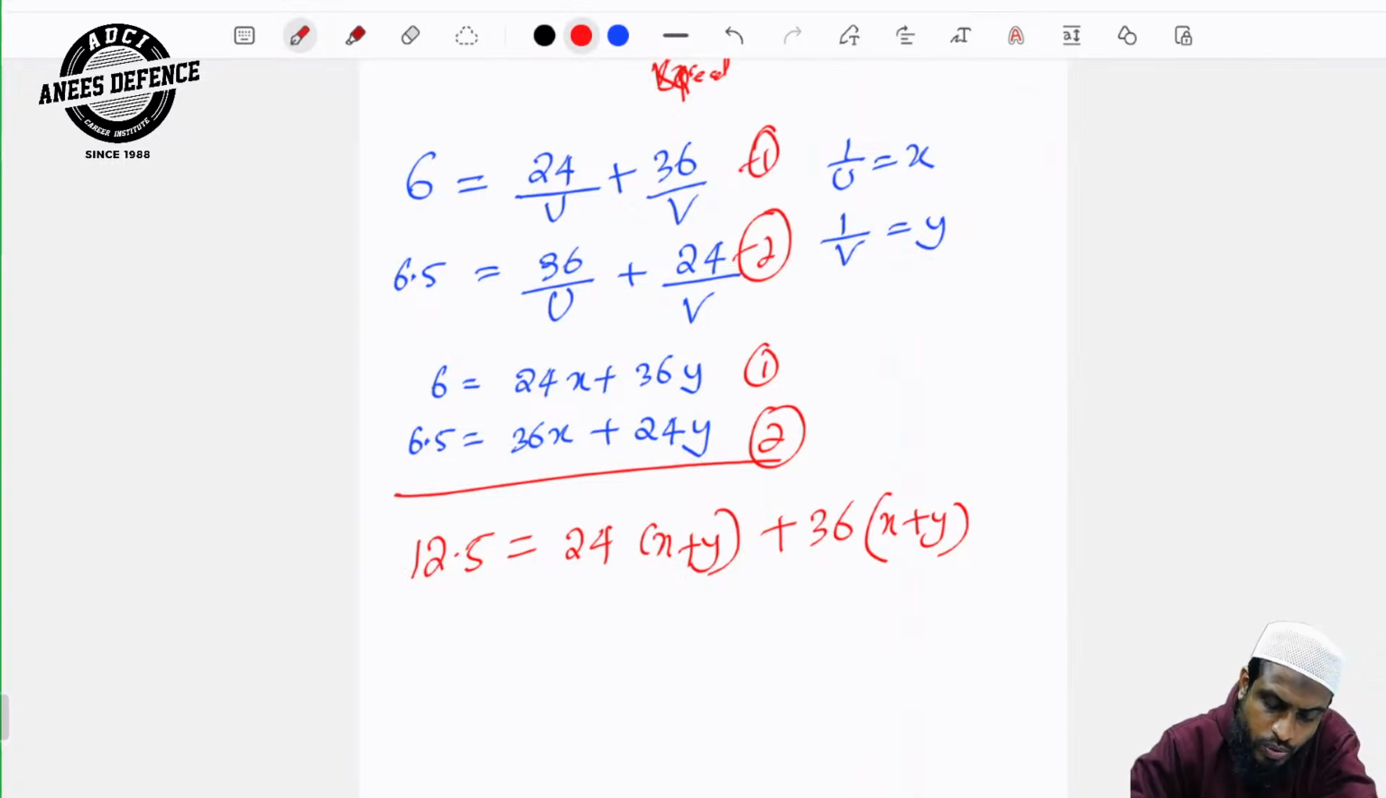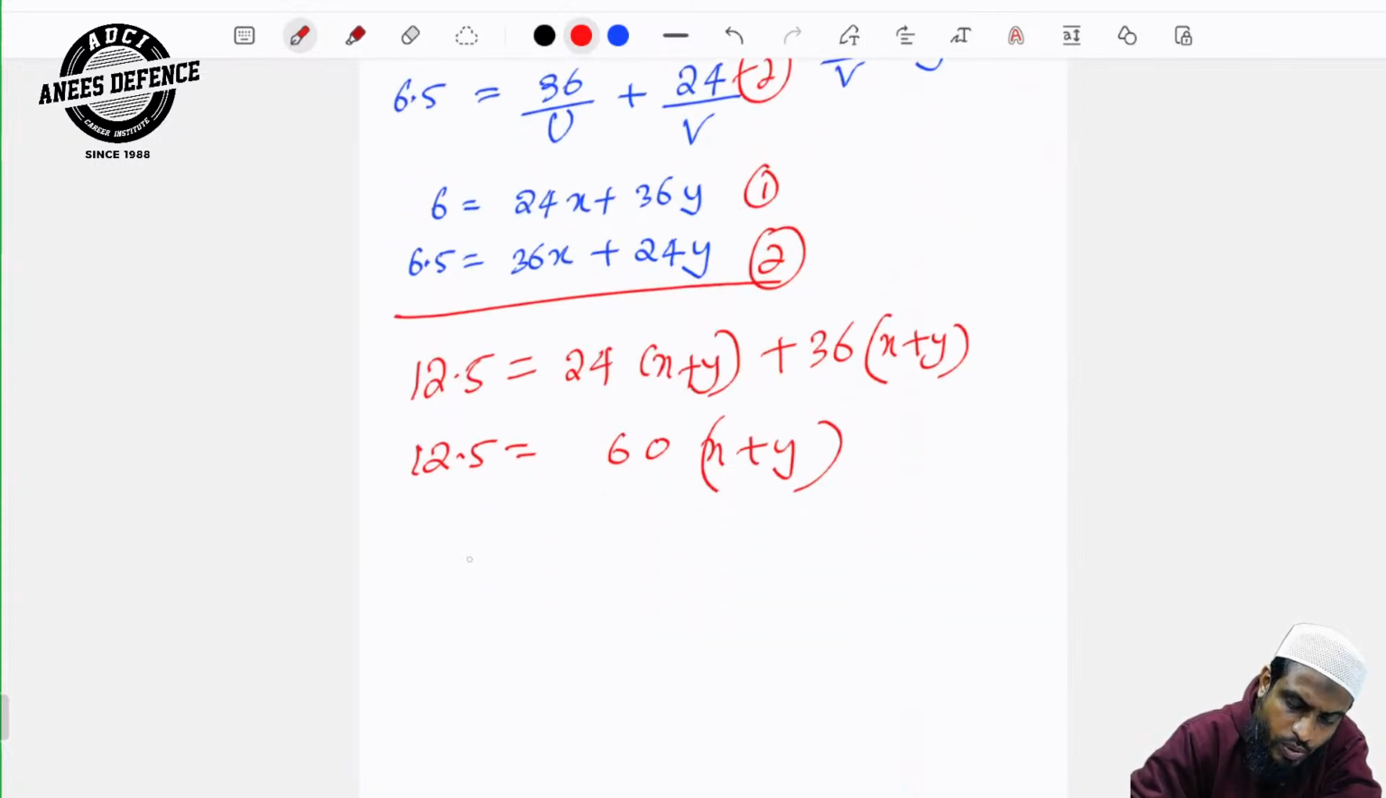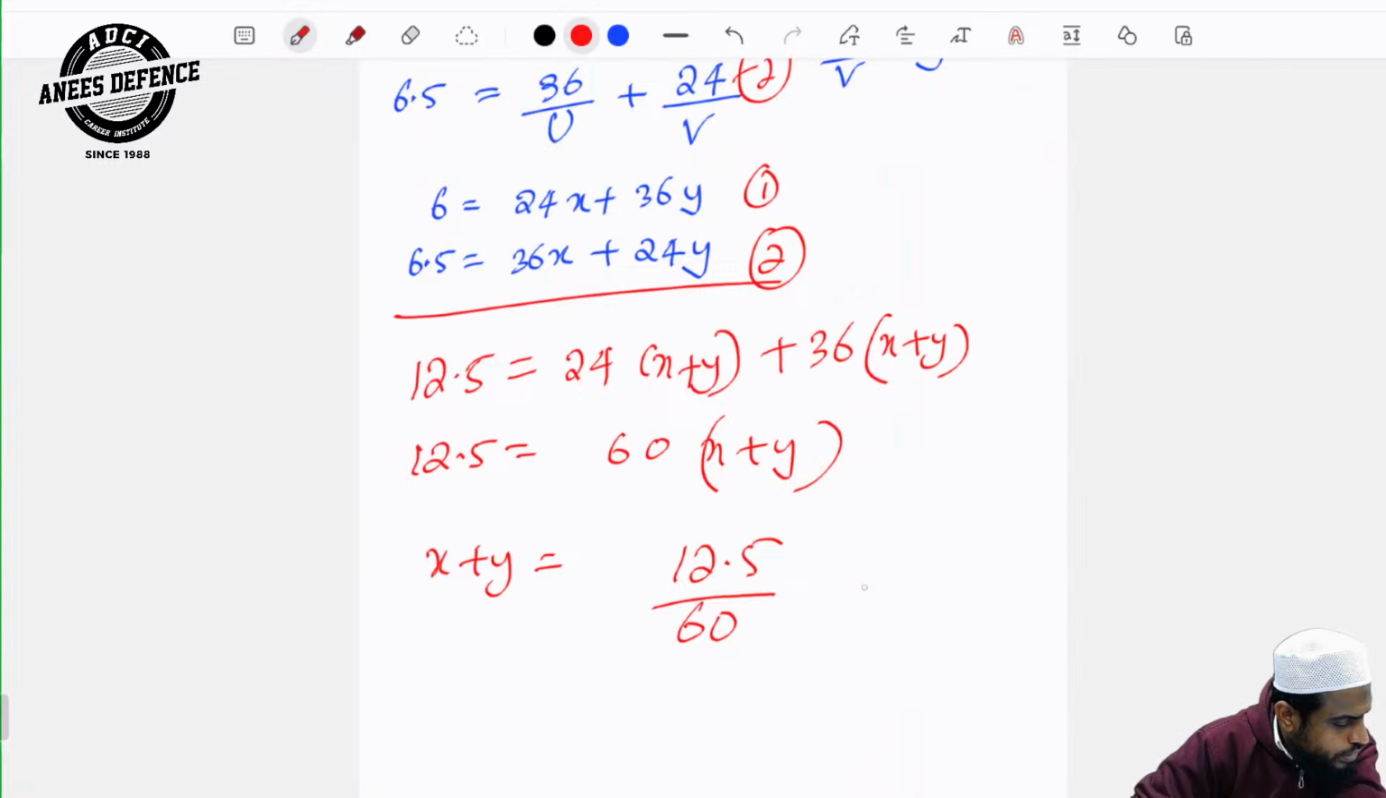So 36 plus 24 will be 60 into (x plus y). So 12.5 equals 60 into (x plus y), which means x plus y equals 12.5 by 60.